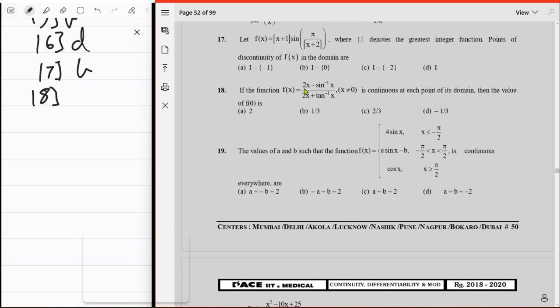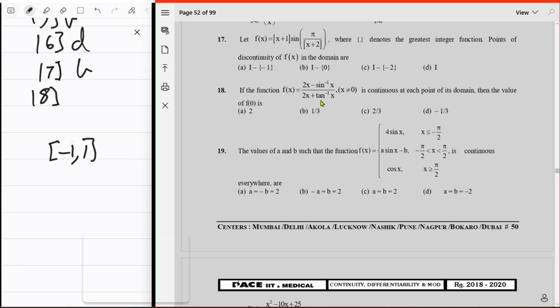18th, if the function is continuous at each point of its domain, then the value of f of 0 is. This function is continuous at each point of its domain. Okay, fine. So 2x minus sine inverse of x upon 2x plus. So its domain is really just -1 to 1, right? Yeah, inclusive, of course.